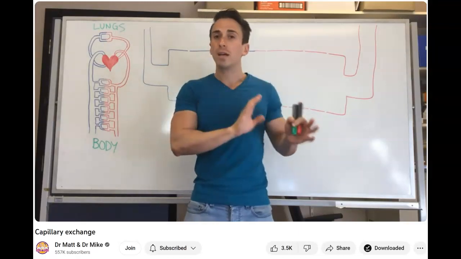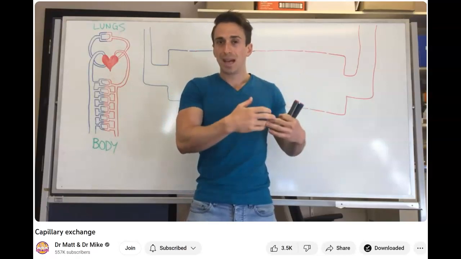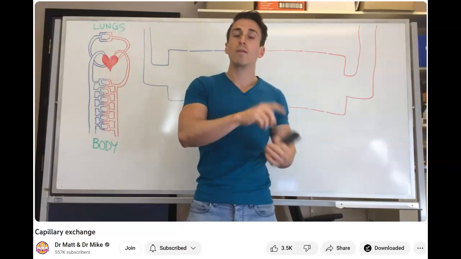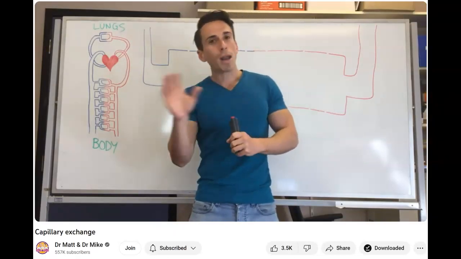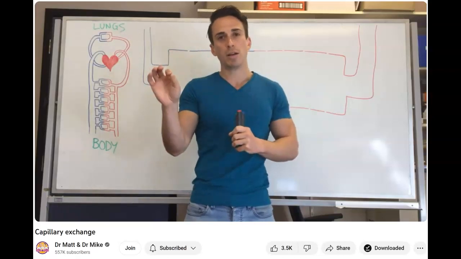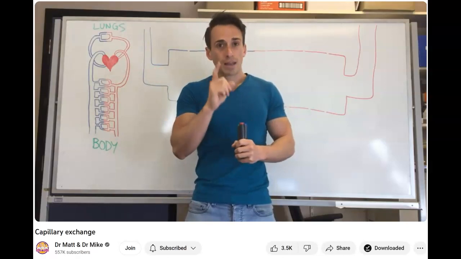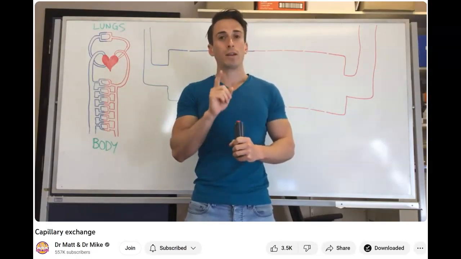So remember, the left-hand side of your heart deals with oxygenated blood and delivers it to the whole body. Every minute, the left-hand side of your heart will deliver 5 liters of blood to the tissues of your body. The right-hand side of your heart deals with deoxygenated blood, and therefore this blood needs to get to the lungs. And again, every minute, this side of your heart will push out 5 liters of blood.